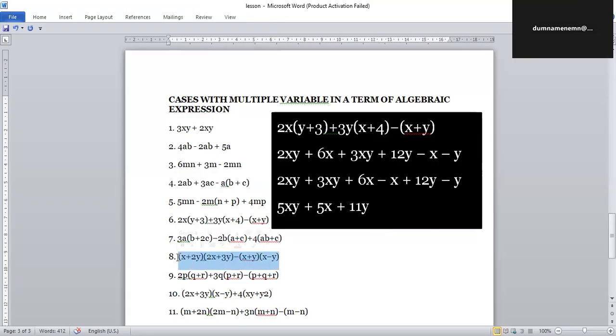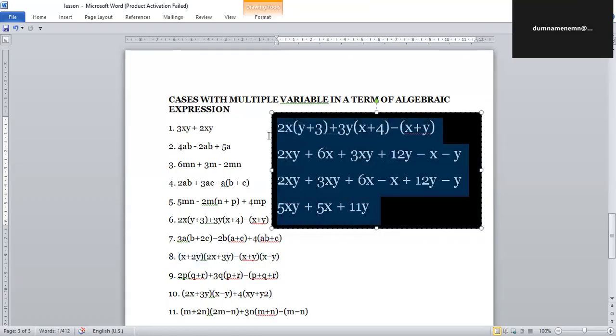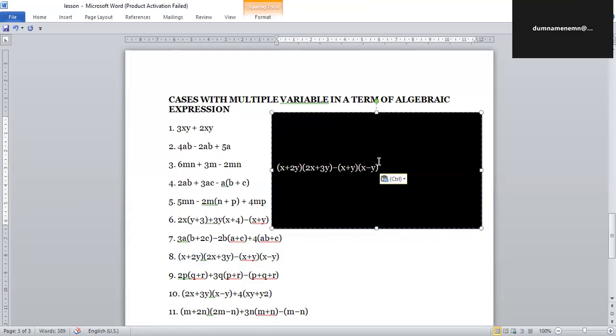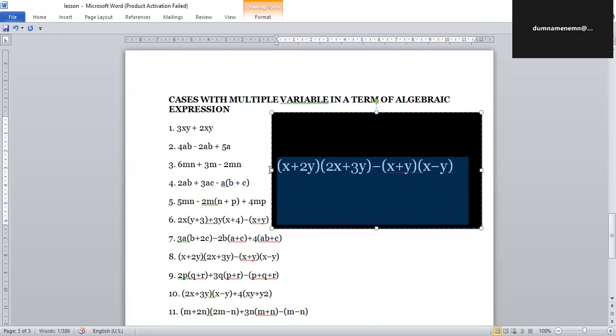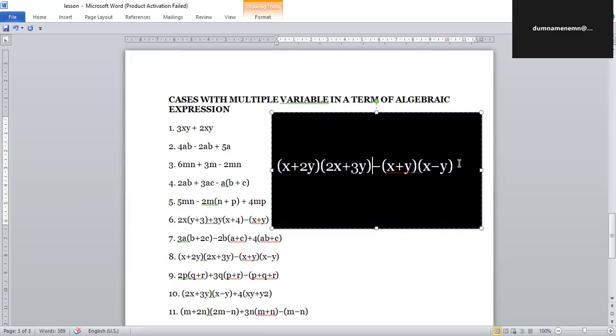You need to be very careful when you're doing this particular question. All right, so we are going to apply the knowledge we learned before to do this question. Remember that when you're having two brackets, the first one will multiply this and also this, while the second one multiply this and also this. All right, so let's do it now.